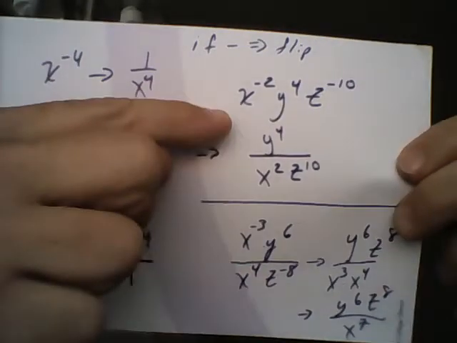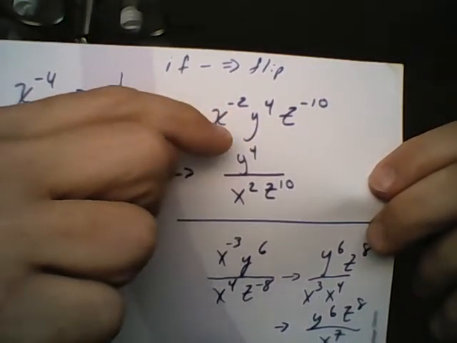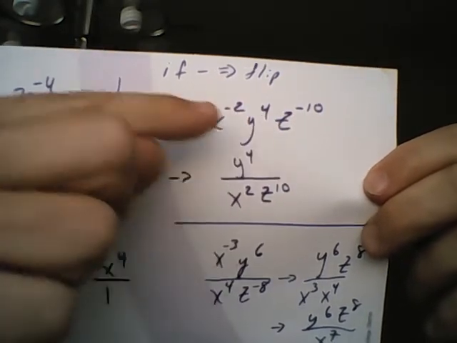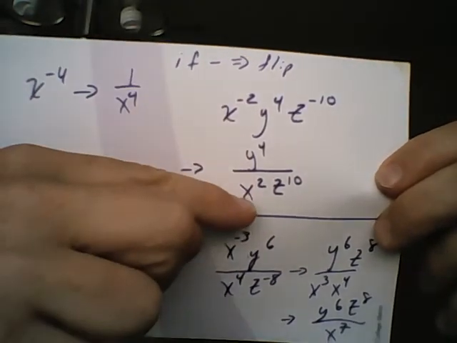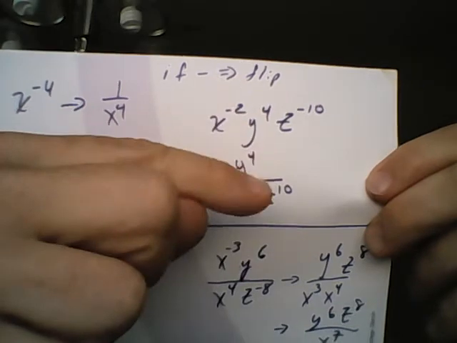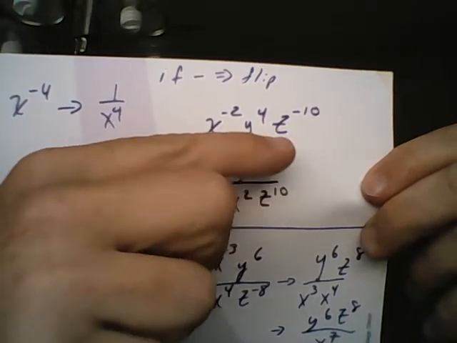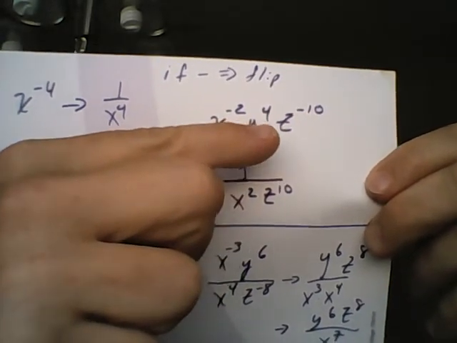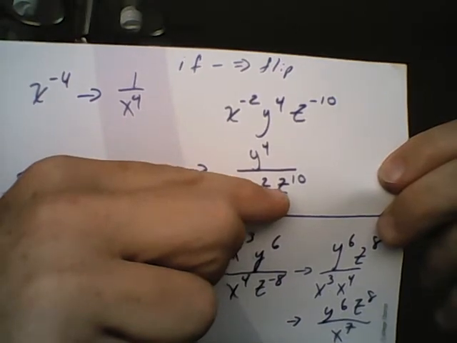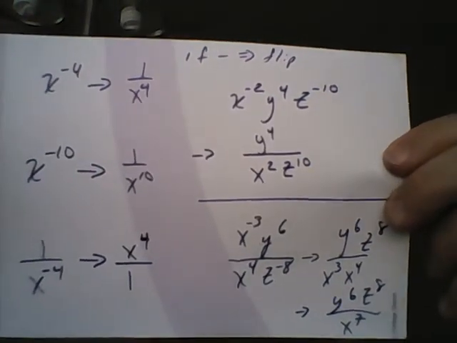Now, let's take a look at this problem. X to the negative 2, y to the 4th, z to the negative 10. So that's a negative exponent. It's going to go to the bottom. The y to the 4th does not have a negative exponent. It stays on the top. Z to the negative 10th has a negative exponent. So it's going to go to the bottom with z to the 10th, a positive exponent.